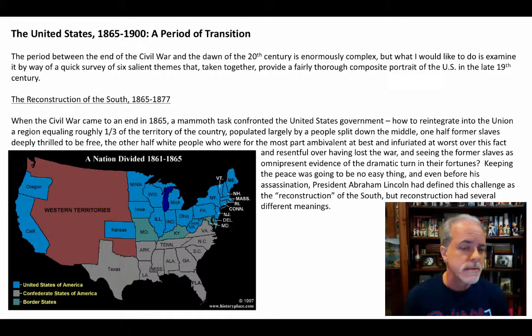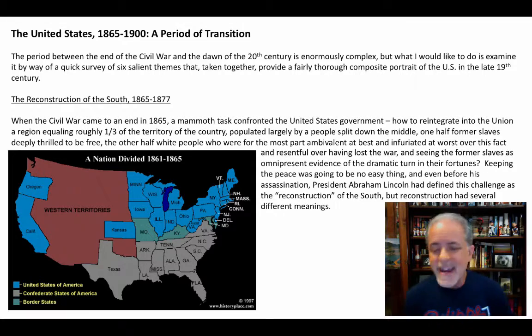When the Civil War came to an end in 1865, there was a mammoth task that confronted the United States government, which was how to reintegrate into the Union a region equaling roughly 1/3 of the territory of the entire country, populated largely by people split down the middle, one half former slaves, deeply thrilled to be free, the other half white people who were for the most part ambivalent at best and infuriated at worst over this fact and resentful over having lost the war and seeing the former slaves as omnipresent evidence of the dramatic turn in their fortunes. How do you keep the peace between these folks? This was not going to be any easy task, and even before his assassination, President Abraham Lincoln had defined this challenge as the Reconstruction of the South.